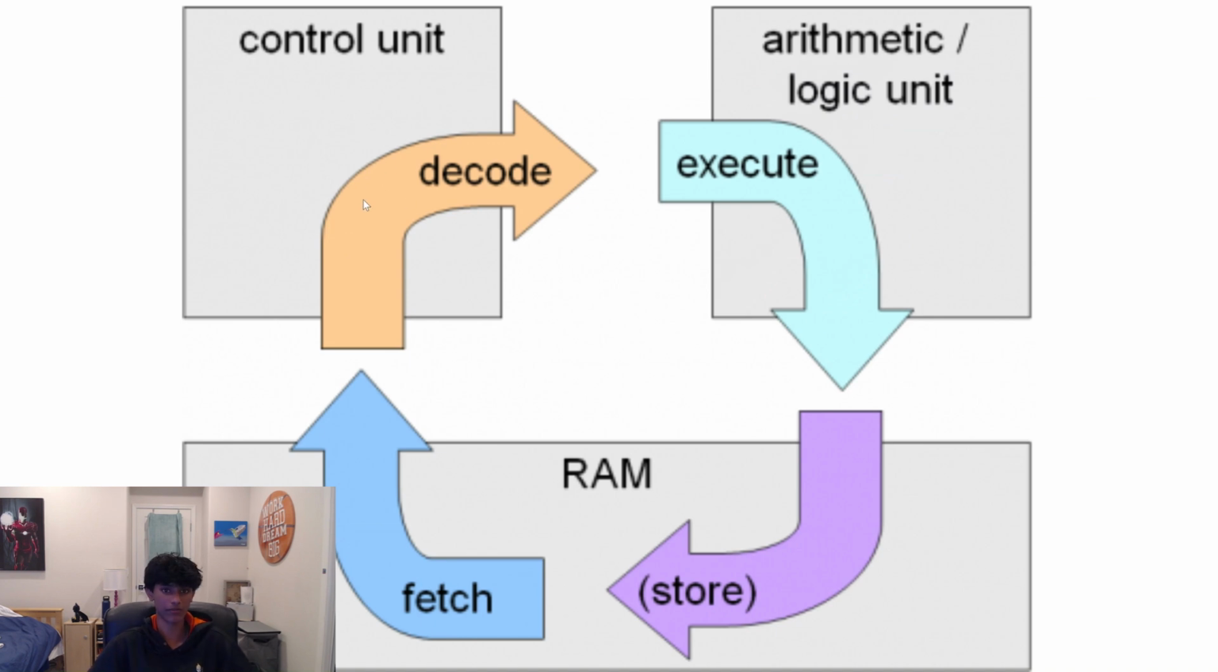And this is more specific about what each unit does. The control unit decodes the instruction that it fetched from the RAM. It fetches from the RAM, and the control unit decodes it. The arithmetic logic unit executes it by turning it into binary and executing it. And finally, it goes back into the RAM and stores it here, and it's just a continuous cycle.